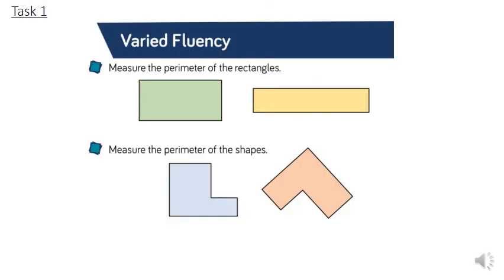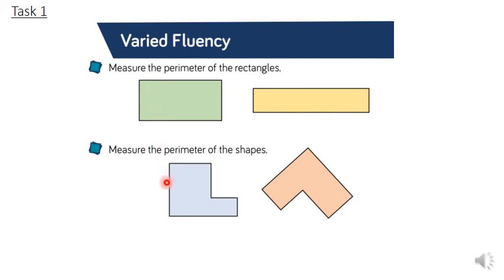Okay, you've done some fantastic listening today, and it's time for you to start your work. Your first task is to measure the perimeter of the rectangles. You need to make sure you measure these to the nearest centimetre. So if you get near 6 centimetres, measure it to the nearest centimetre. So that would be 6.